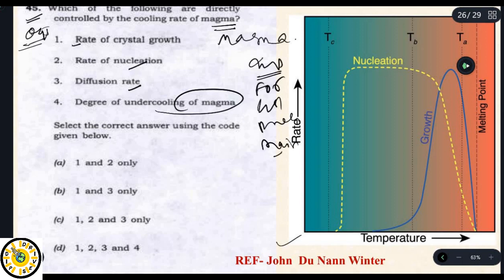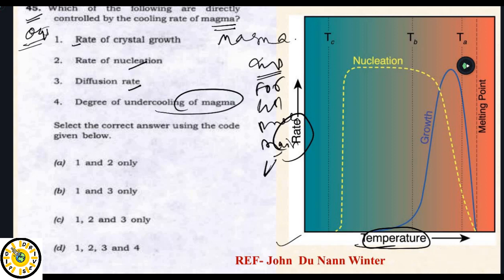ये दिया है ना मेंस पे nucleation, growth and these are the melting point. ठीक है, this is the plot between the rate and the temperature. ठीक है, cooling rate, maybe cooling rate. ठीक है, what do you mean by rate? How the cooling happens with time. ठीक है, how the temperature will gradually decrease with time. ठीक है, and what happens in the crystal growth and the nucleation.